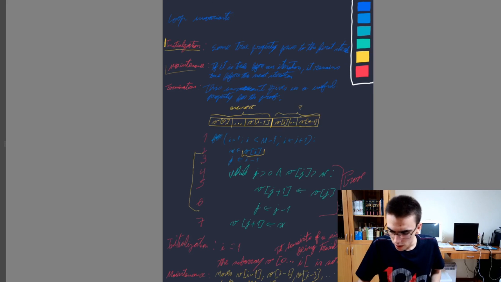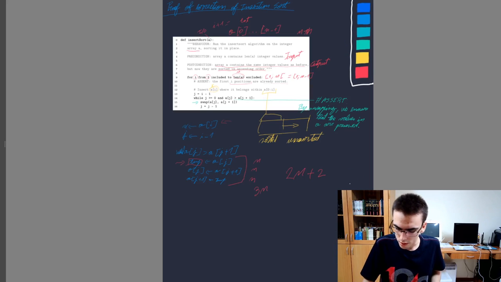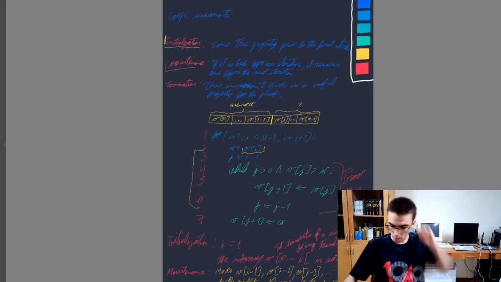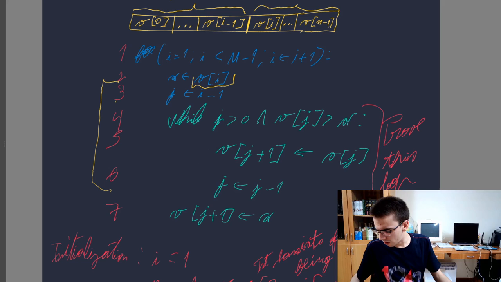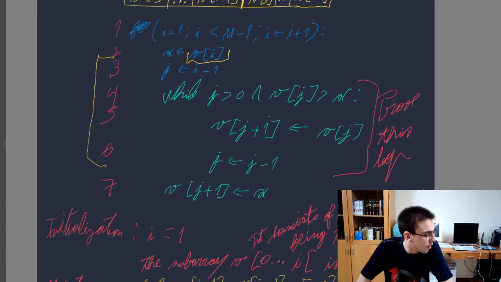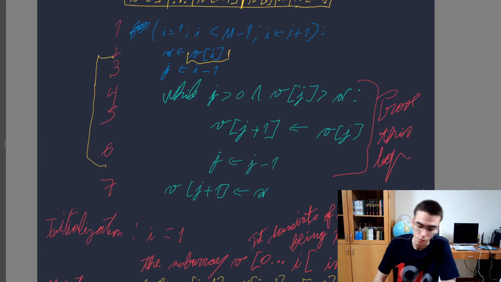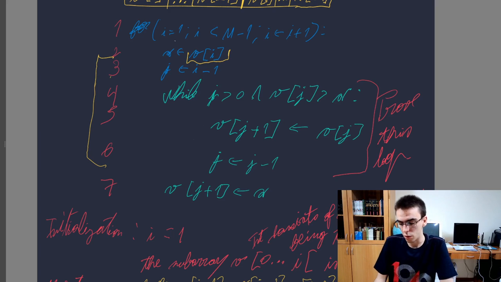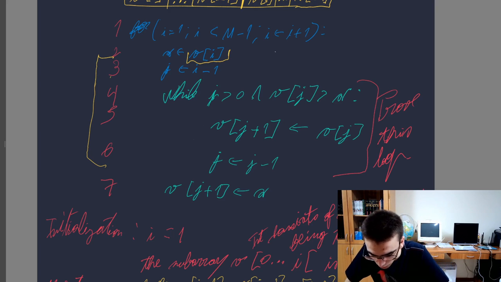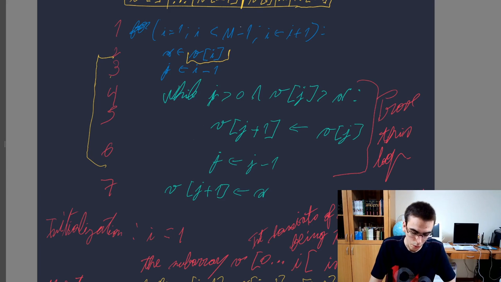Yes, so in page 5 we have our code. Let me increase the zoom. So, what's the termination? We are making a proof of correctness for this loop. And the termination of this loop happens, well, this loop terminates when I reaches n minus 1.